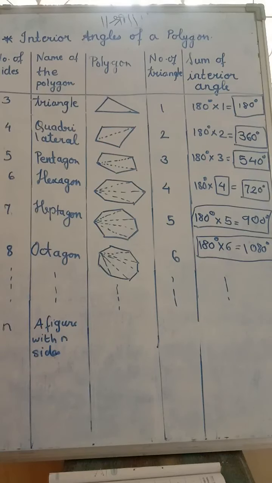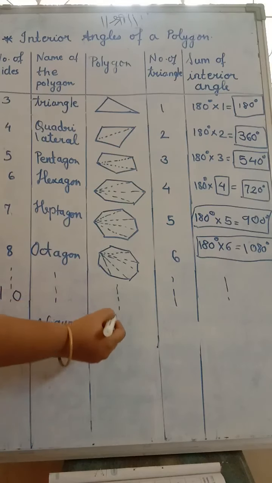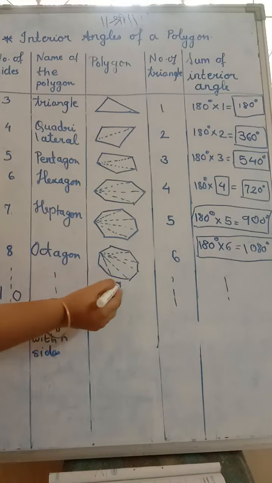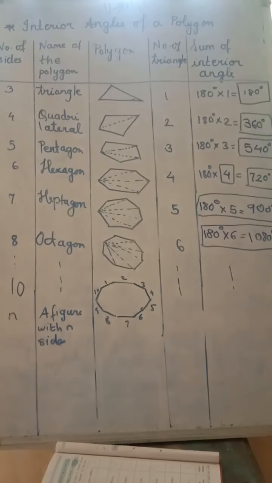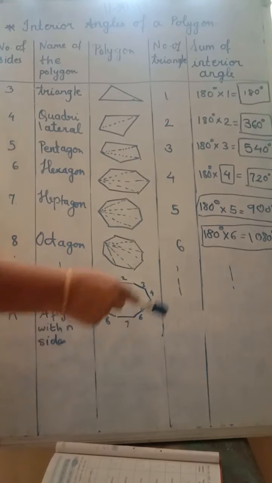Suppose, for example, we are taking a figure which has 10 sides. So you will draw a figure having 10 sides. Now the figure with 10 sides is drawn on the board. Now we want the number of triangles.